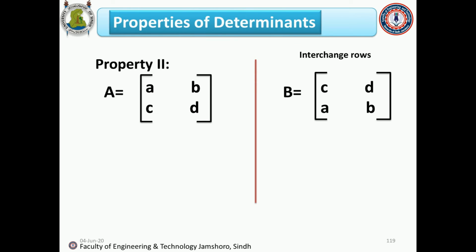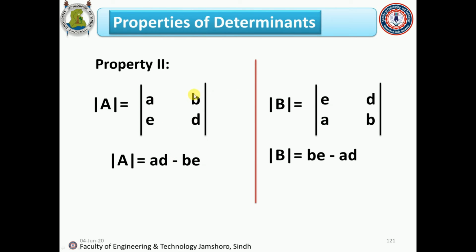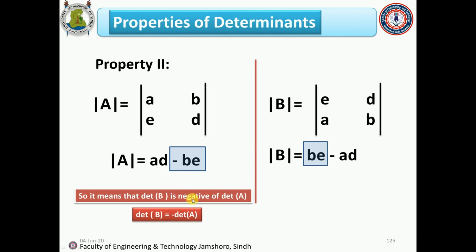Now if you observe, A is a matrix and B is obtained from this matrix by interchanging the rows. Now we find the determinant of both, determinant of A as well as determinant of B. If you observe, we will get AD minus BE, and the determinant of B is BE minus AD. AD here is positive and AD there is negative. Similarly BE is minus here, and positive there. So it means that the determinant of B is the negative of the determinant of A, although determinant of B is obtained from determinant of A.